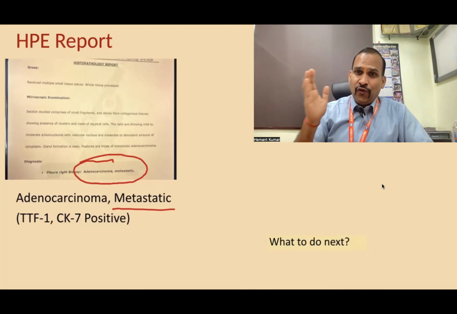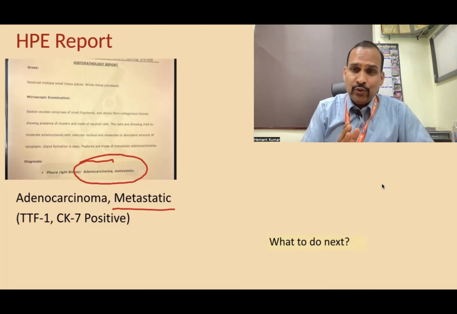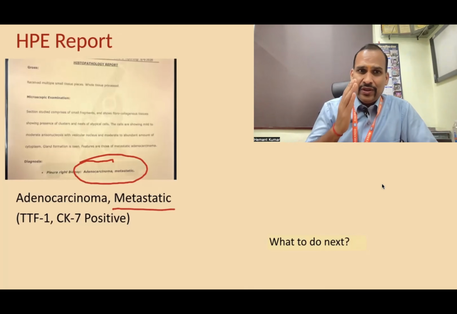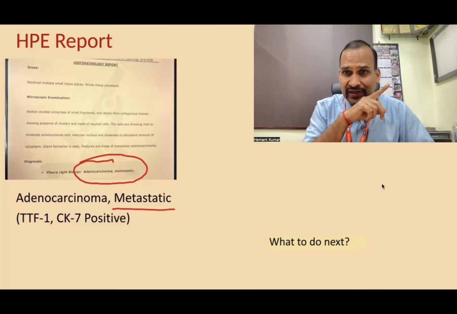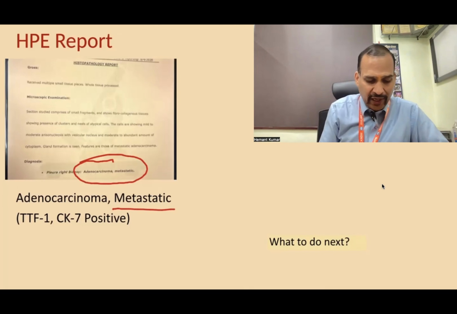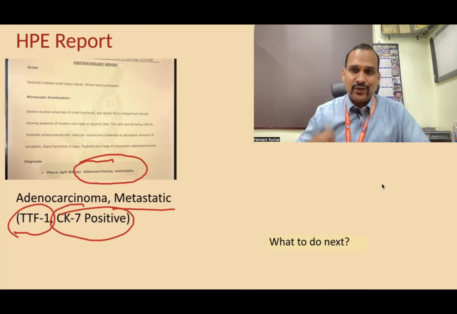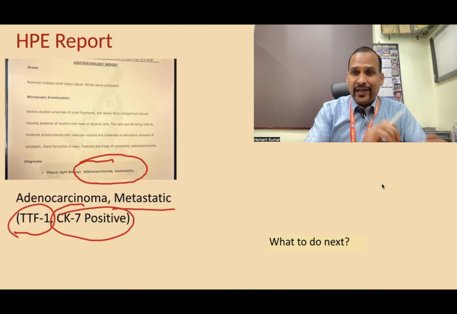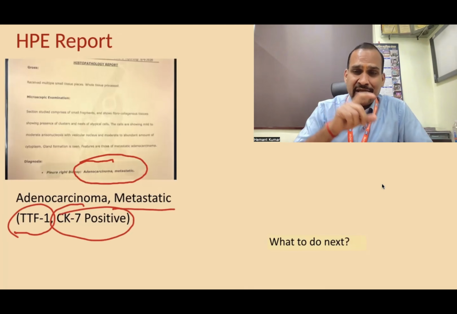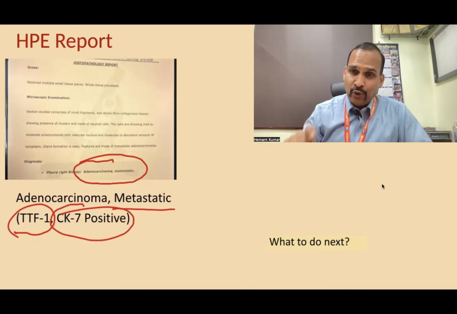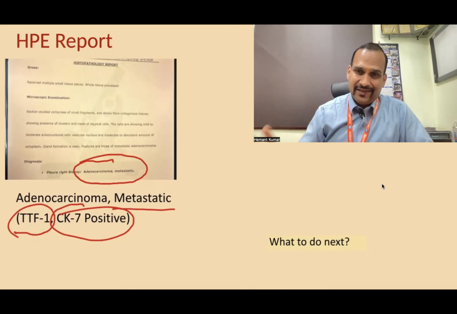For the primary we have to do immunohistochemistry, IHC. We have to ask the pathologist to do IHC on the same sample which was sent earlier. In IHC there is TTF1 positive and CK7 positive, so this is suggestive of lung malignancy only. So what is the final diagnosis? This is metastatic adenocarcinoma with primary bronchogenic carcinoma, or primary lungs.